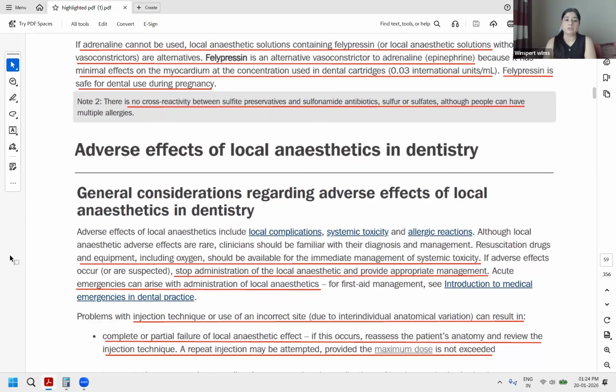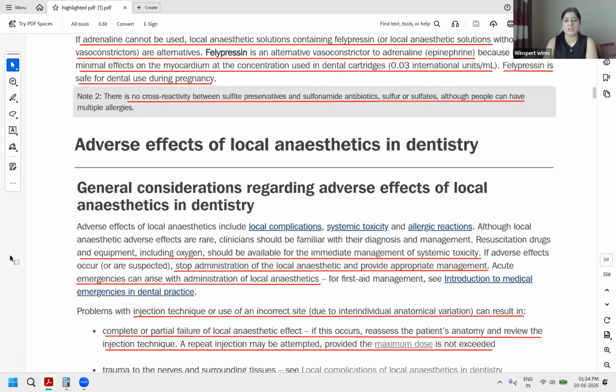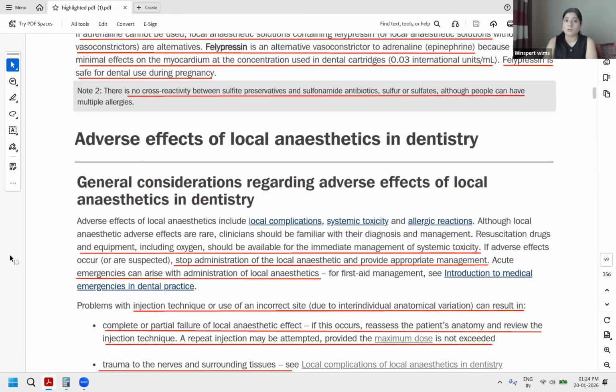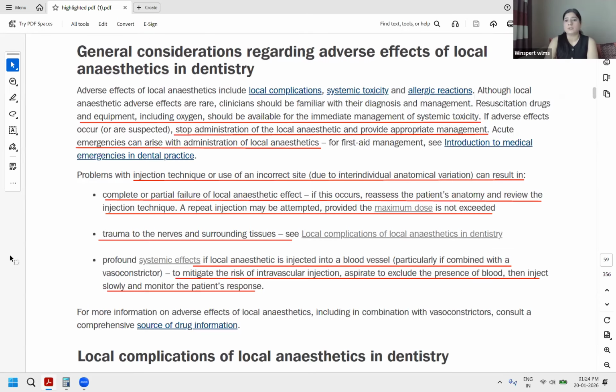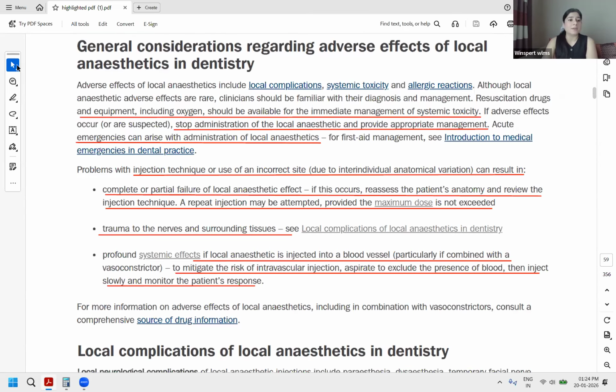Now let's talk about the adverse effects. We're going to be talking about the general considerations about them, the local complications and the systemic complications. These are the two kinds of complications that you would expect when you are dealing with local anesthesia.